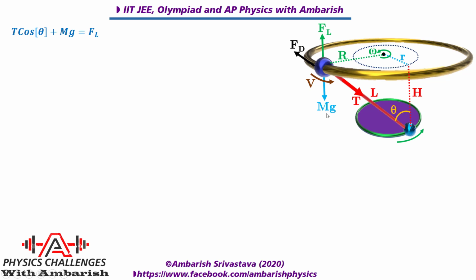The downward force is mg, the upward force is the lift force, and there's also a component of tension acting in the vertical direction. The thread is inclined at an angle theta with the vertical, so the vertical component of tension is T cos theta. So T cos theta downward plus mg downward should be balanced by FL upwards. So this is the first equation: T cos theta plus mg is the lift force. Okay, what else can I write now?